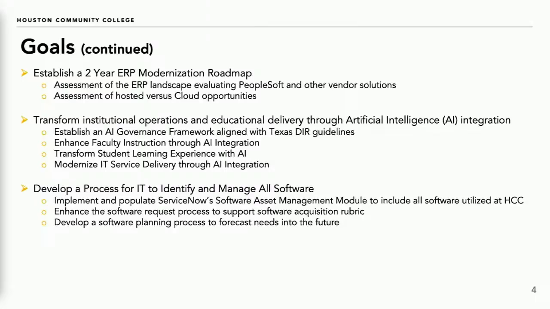Looking ahead, we are establishing a forward-thinking software planning process to anticipate future needs. This initiative will enable us to forecast demand, plan renewals, identify consolidation opportunities, and ensure that our software investments align with HCC's long-term strategic objectives. By shifting from a reactive to a proactive management model, we will enhance service delivery, reduce cost, and more effectively support the evolving needs of our students, faculty, and staff.